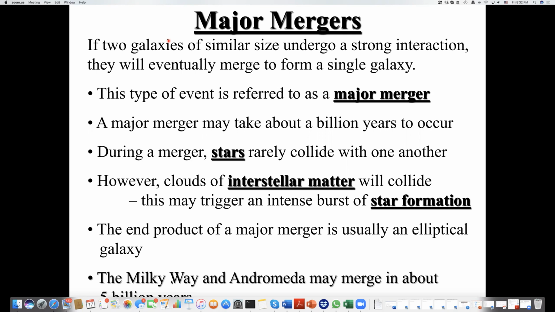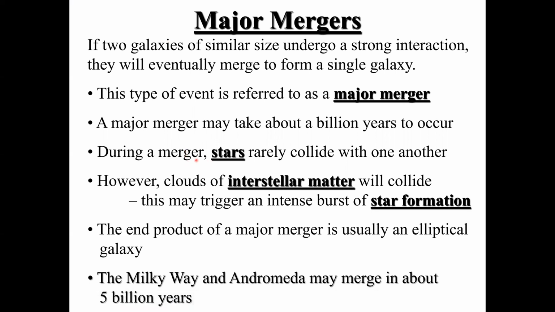Andromeda and the Milky Way galaxy can merge together due to the gravitational interaction, because both are in the Local Group, right? One thing that I need to make sure you know about this is that during a merger, the stars rarely collide with one another, because the stars are vastly separated, right?